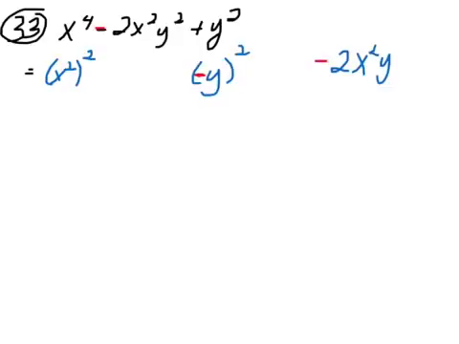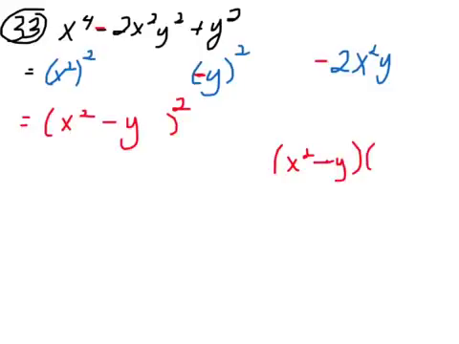So what is this pattern? This is a perfect square. It is x squared is my first term, minus y squared. And again, you could have written that out as x squared minus y times x squared minus y, but the fast way to write it would just be like this.